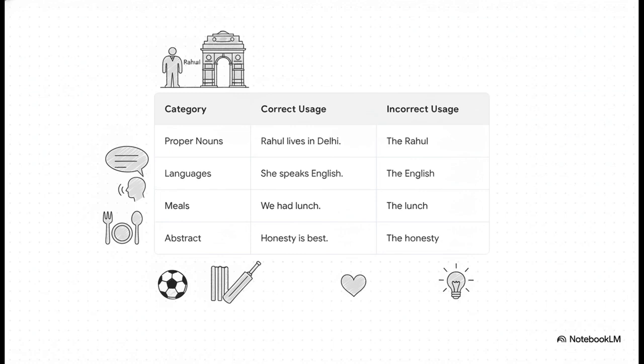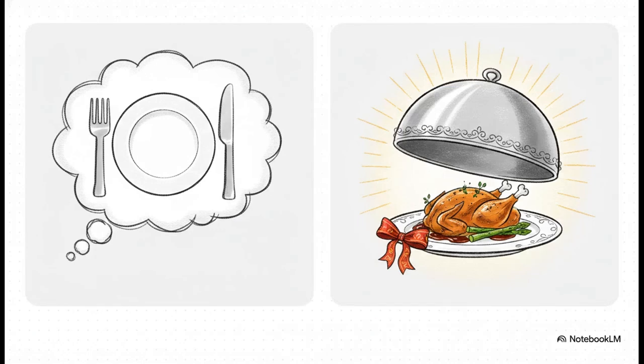You drop the article for general proper names, so it's just Rahul lives in Delhi, never the Rahul. You drop it for languages and school subjects, she speaks English, not she speaks the English. You also use this invisible rule for everyday meals, sports like cricket, and general abstract concepts. Honesty is the best policy, right? Not the honesty. When you're speaking in these broad, sweeping general truths, you just let the noun stand completely on its own.